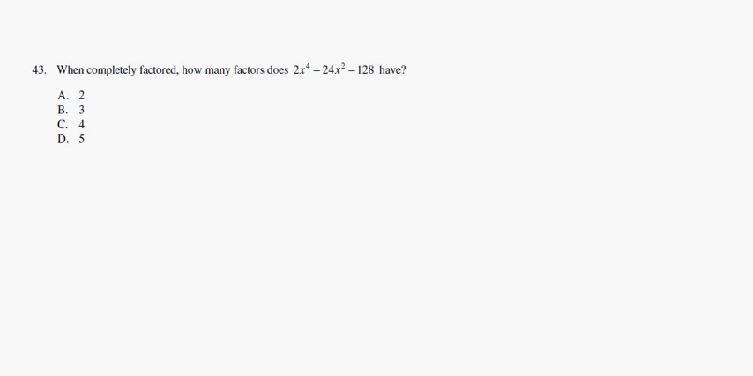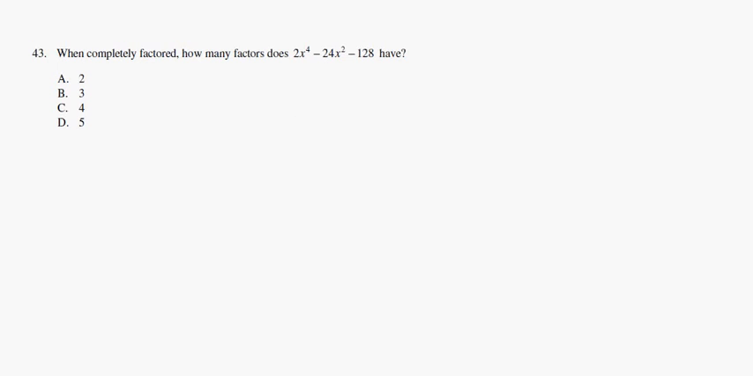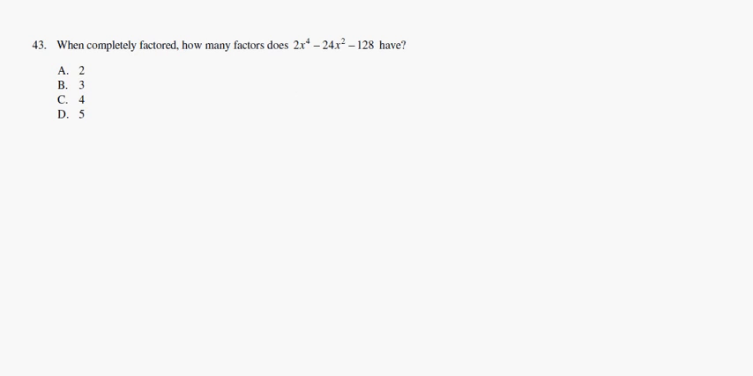Okay, question 43 for Practice Provincial B. When completely factored, how many factors does the following have? So our trinomial in question is 2x to the 4 minus 24x squared minus 128. We want to know how many factors this will have.